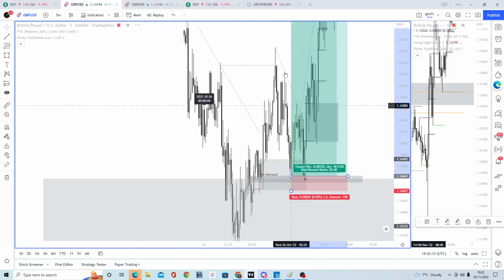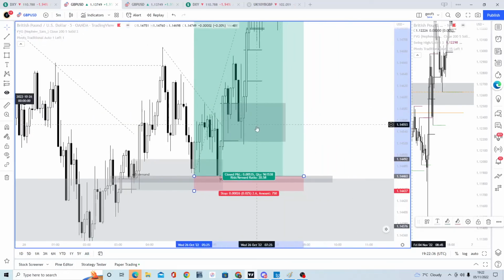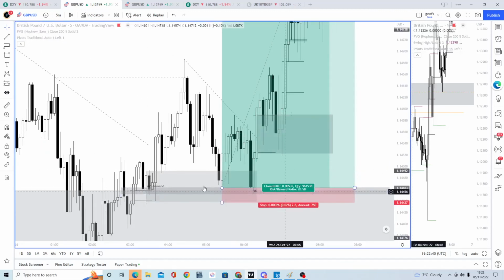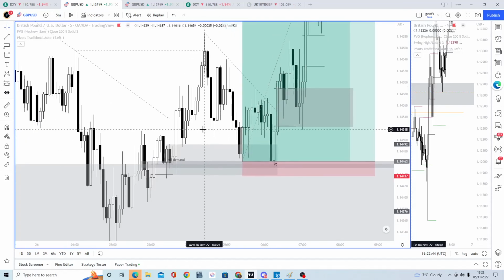If you have any questions on this, let me know. But I think this is quite an easy setup, and the use of volume clusters really changed the game for me. So hopefully I can show more examples of this in the future.